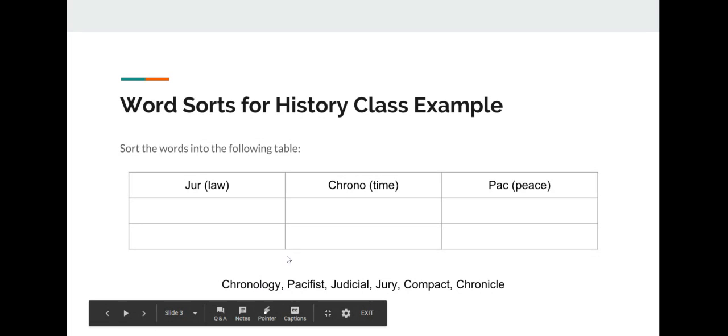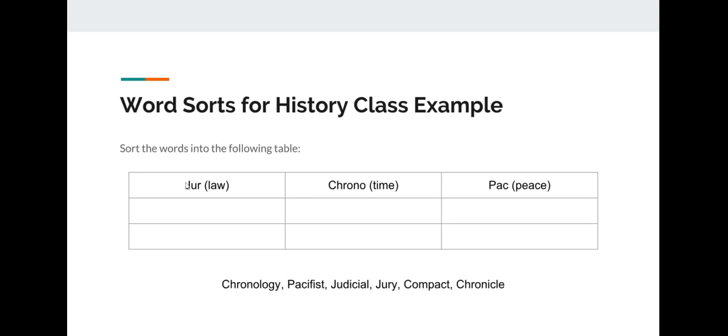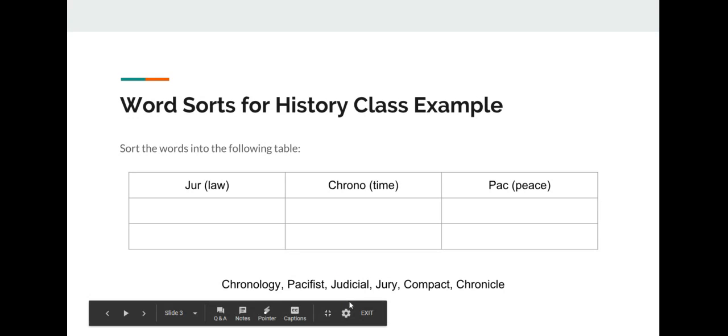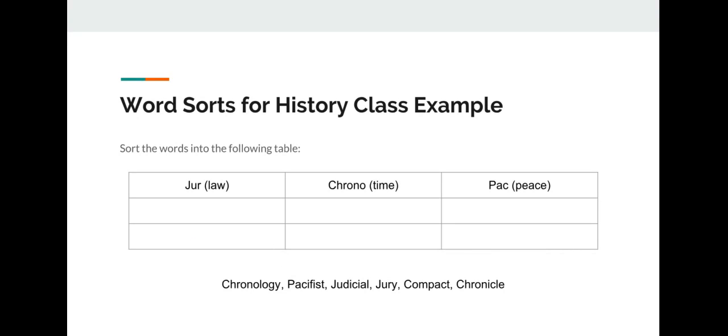So I'd want students to put chronology with chrono, chronicle with chrono, pacifist with pac, compact with pac, and then judicial might be a little bit difficult just because it's not jur, it's ju. But I think students could still see that, and it's good for them to know that the root word isn't going to be in another word in its whole form. It might just be a piece of it, like JU instead of JUR. And then jury would go under jur as well. And then I would have them give me an example.